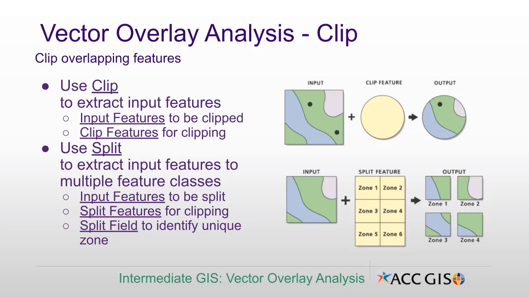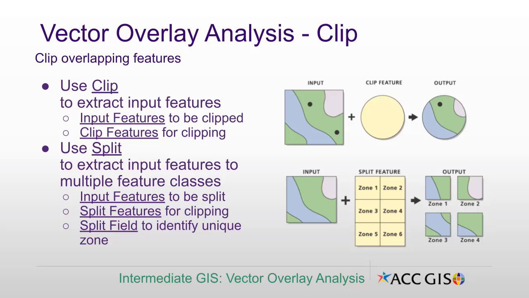First, let's talk about geoprocessing tools in which the output represents a clip of the inputs. And we'll start with the clip geoprocessing tool, which is pretty straightforward. It allows us to extract input features, in which the input features are those features to be clipped, and the clip features is the cookie cutter that we're going to use for the clipping.